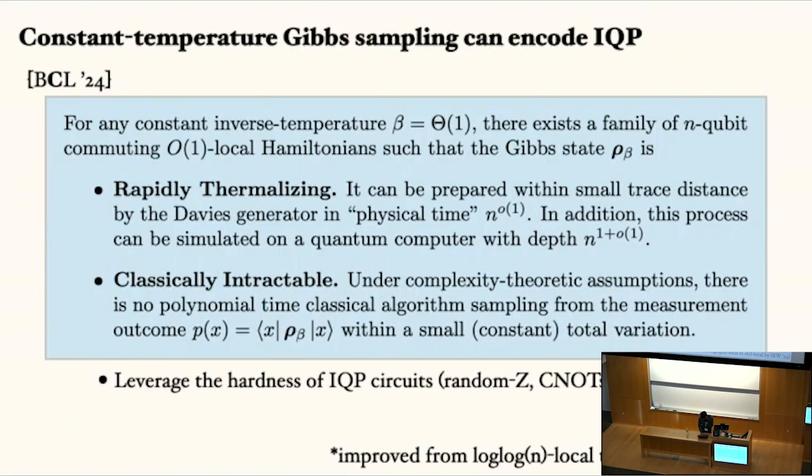When we say fast thermalizing, it means that the Davies generator mixes very quickly to the Gibbs state. If you want to simulate this on a quantum computer, you can do that with a low, polynomial cost. But at the same time, because this encodes some random circuit sampling experiments, the Gibbs state itself is very quantum, and supposedly shouldn't be easy for a classical computer, assuming some complexity theory assumptions. Here we crucially leverage the hardness of these so-called IQP circuits. I'm not an expert on these, but this just happens to be the one we used.